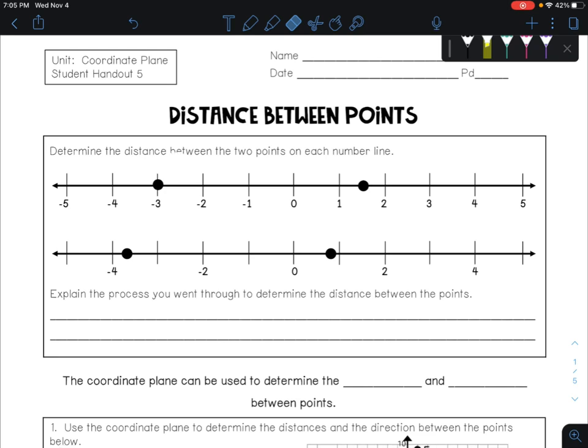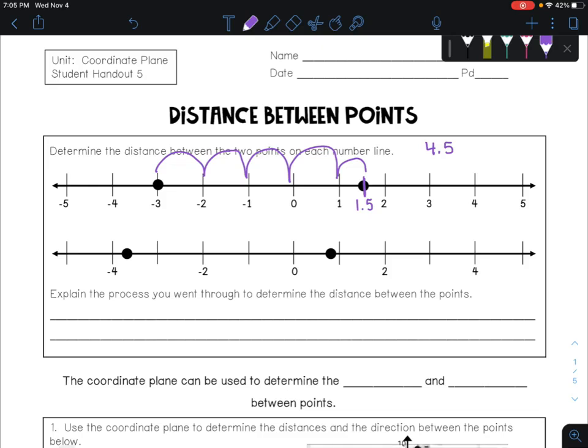So this is 1, this is 1, 2, 3, 4, and then this number here is actually between the 1 and the 2, so it must be 1.5. So I can't do a full jump, I can only do half of a jump. So I've got 4 full jumps and a half jump, which is 4.5.